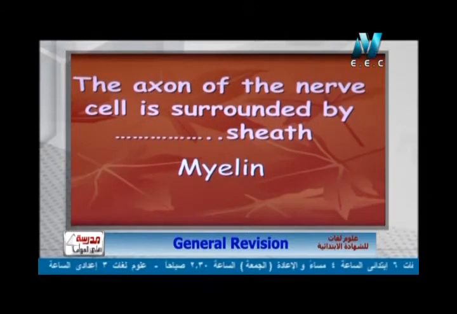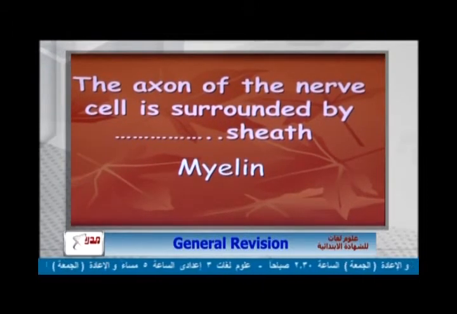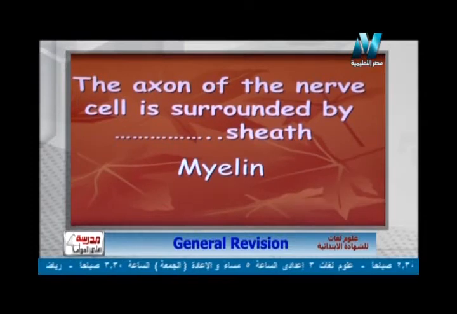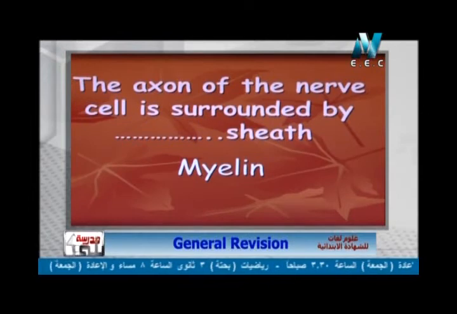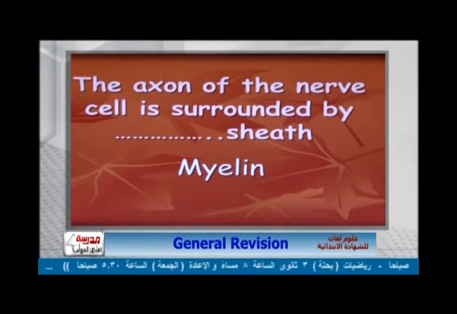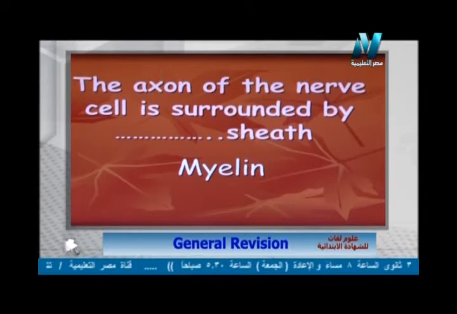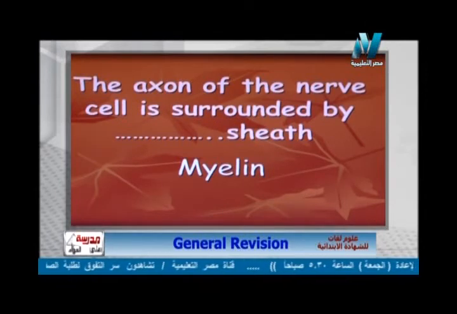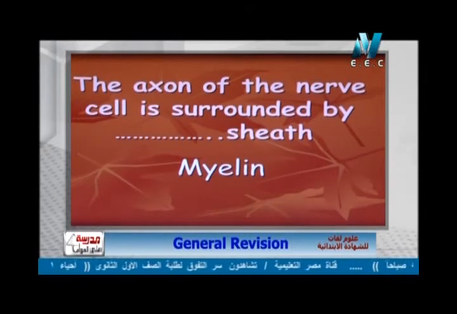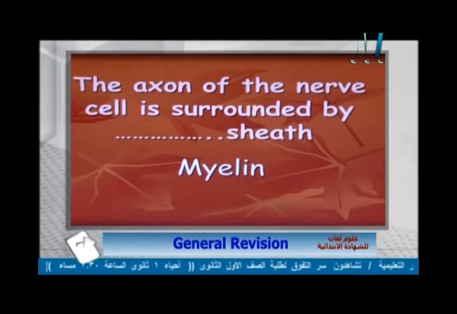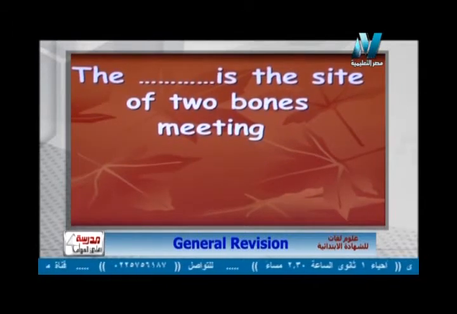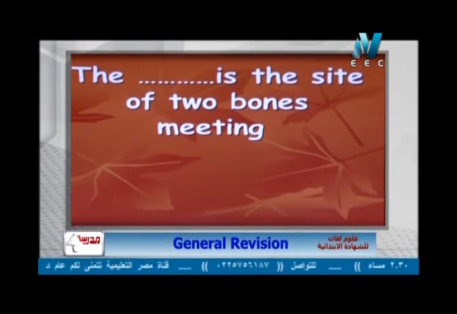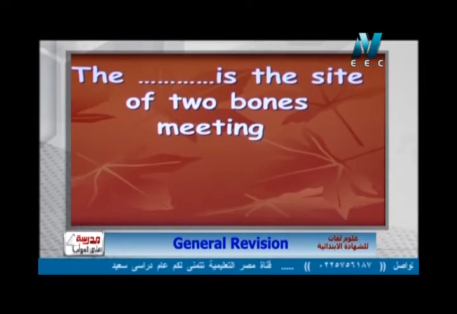And again, I remind you that the nerve cell or the neuron consists of two main parts which are cell body and also the axon. Again, the axon here in this question is surrounded by myelin sheath. Another question. The points is the site of two bones meeting. What does that mean? The place where two bones meet.